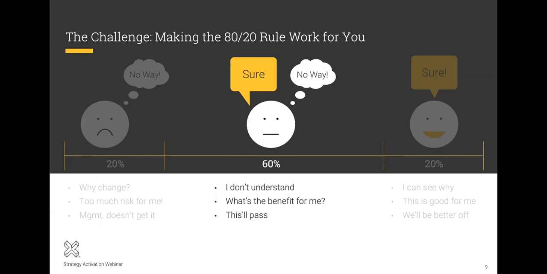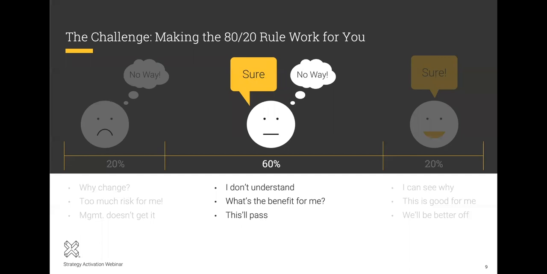So the biggest challenge, and the one that we are going to focus on today, is actually how to make the 80-20 rule work for you when it comes to the people in the organization. When we launch any new initiative, there's about 20% of the population that's usually on board. There's also about 20% of the population that are probably resistant to the change. They see it as risk, they don't understand why we're doing it, and they're recalcitrant about moving forward. Those aren't the people we want to focus on today.